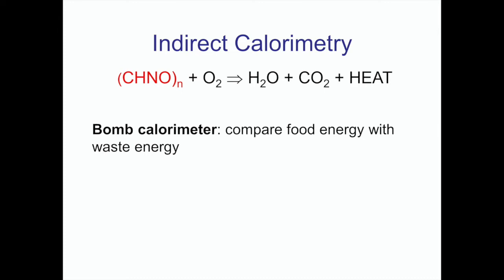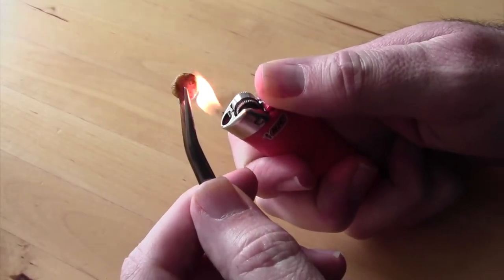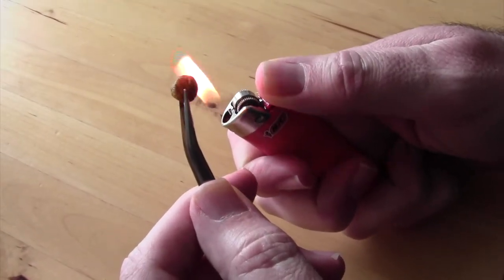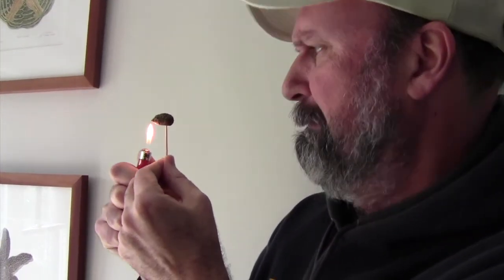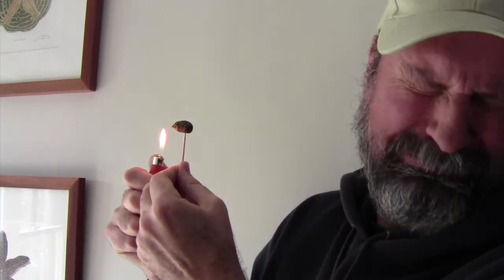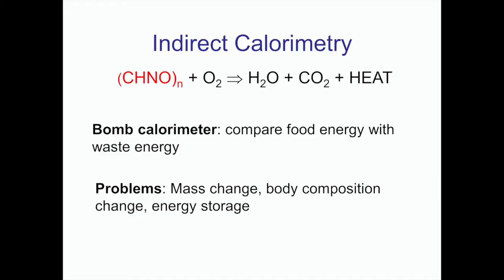Indirect calorimetry calculates metabolic rate from the other components of the equation, other than direct measurements of heat production. One method is through energy balance. You can use an instrument called a bomb calorimeter to combust a sample to determine its energy content. You use this to measure the energy content of the food going into the animal, and you can also do the same thing to measure the energy content of the urine and feces that comes out of the animal. The difference between what went in and what came out is the energy metabolized by the animal.